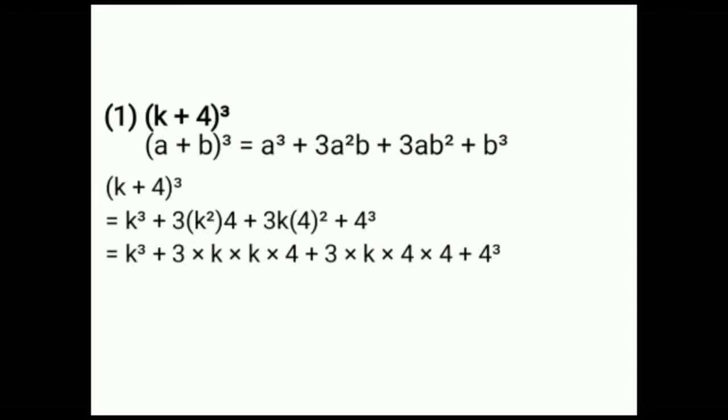Here 3a square b, I wrote in multiplication form: 3 into k, k square is given because the index is square, so k has to be multiplied 2 times into 4. Plus 3k 4 square, that is 3 into k into 4 into 4. 4 square is given, so you have to take multiplication form of 4 two times because the index is square, plus 4 cube.